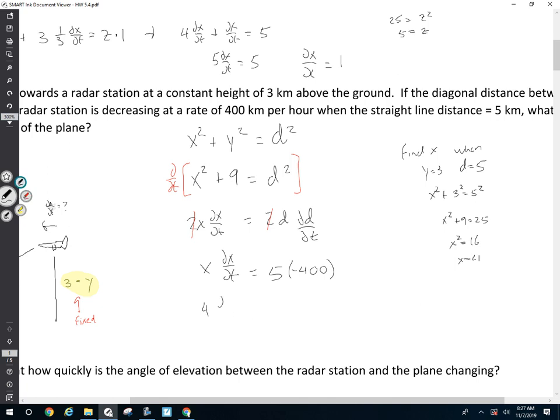So 4 dx/dt equals 5 times negative 400. I'll divide by 4. dx/dt, that becomes negative 100 times 5, which is negative 500 kilometers per hour.